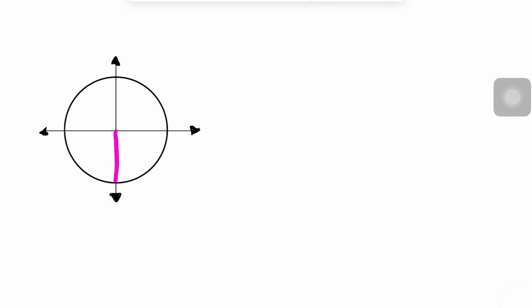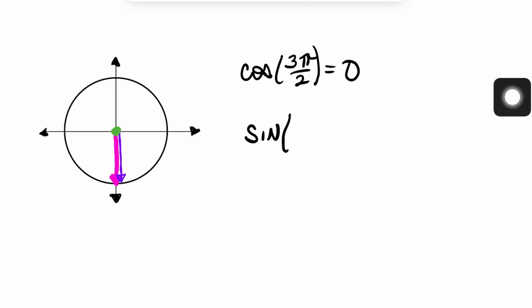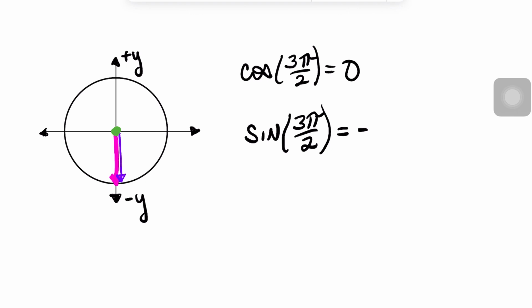Let's draw in our last one. It lies directly along the negative y-axis. So I'm sketching in both my x and y components there, and you can see that the y component lies directly along the same vector as my radius, and the x component is 0. So the cosine of 3 pi halves is 0, and the sine of 3 pi halves is -1. It's negative because it lies along the negative y-axis.